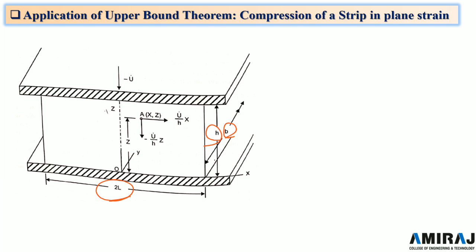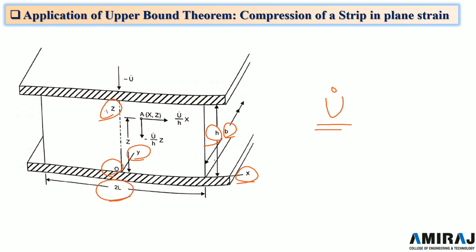Being compressed between two flat dies, we take capital OX, OY, and OZ as the rectangular coordinates, such that the OZ passes through the center line of the strip, and the origin O of the coordinate lies on the bottom face of the strip. We take that the bottom die is stationary and the top die moves down with the velocity of u dot.